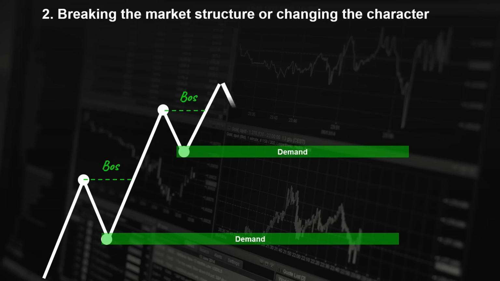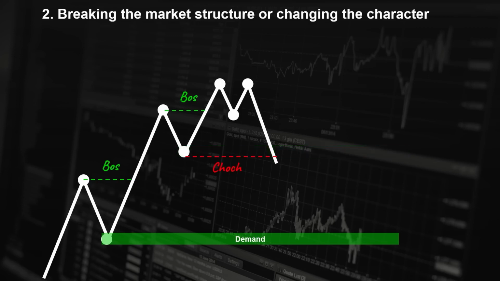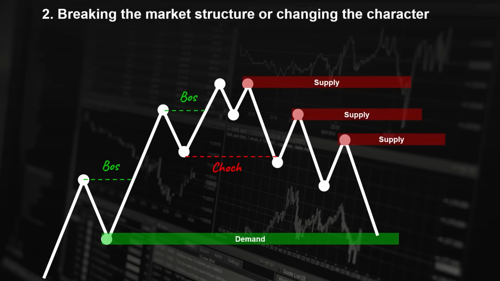Now, if the price returns and revisits this area, it could present a good opportunity to go long. However, if the price manages to break the demand level to the downside, it indicates a change of character, showing bearish momentum. The supply has taken control and a supply zone has formed. Now we are bearish until we reach the next unmitigated demand area ahead of the price.